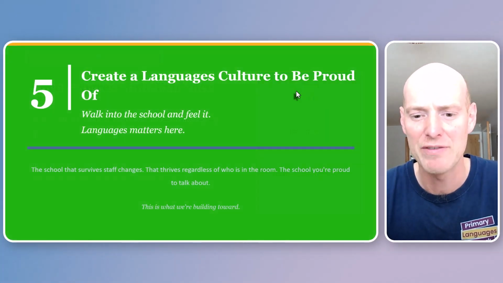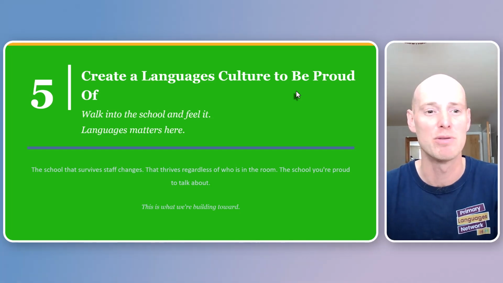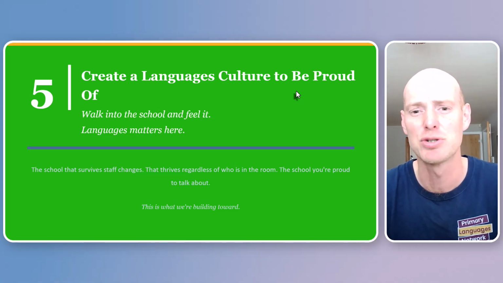And then step number 5 is where we get schools to and we keep them there, which is creating a languages culture to be proud of.